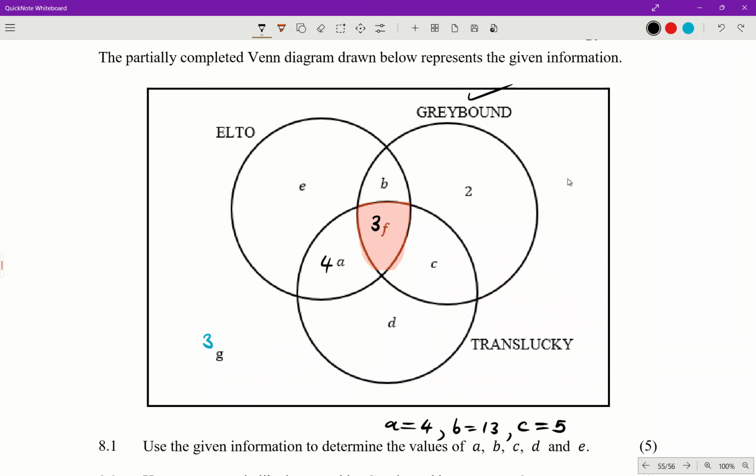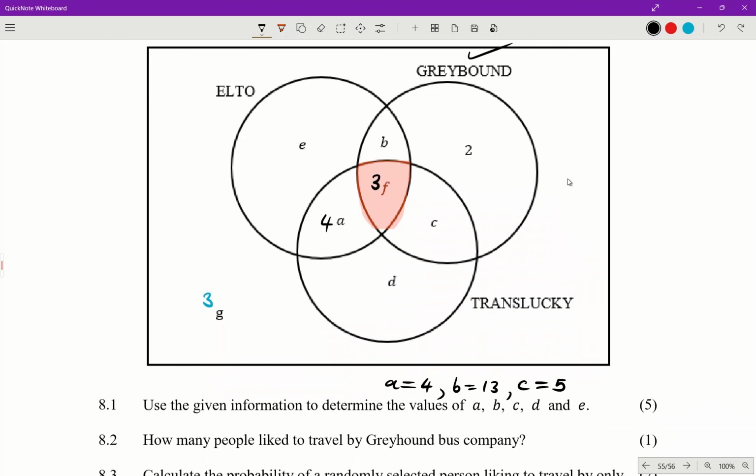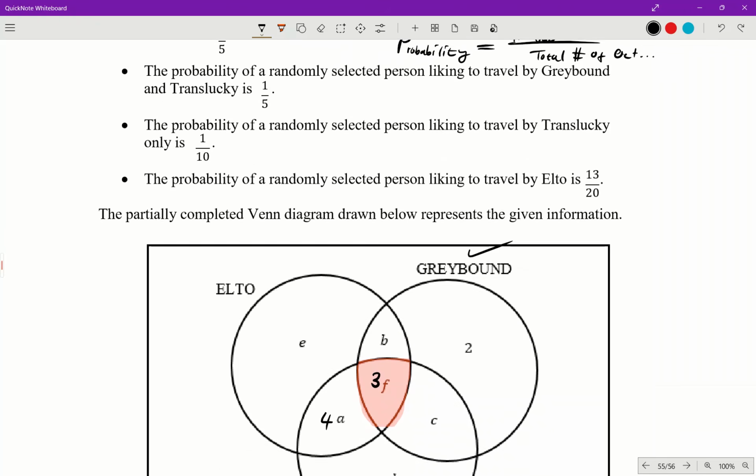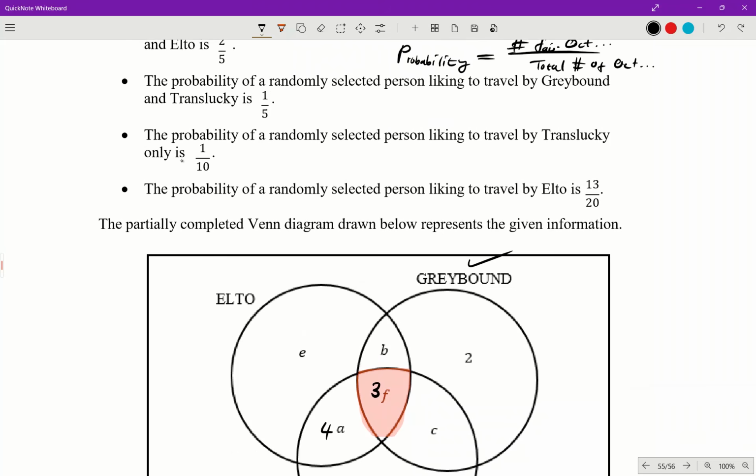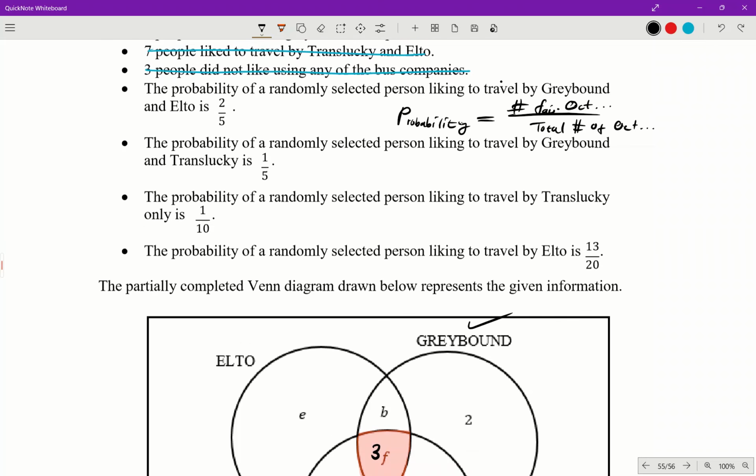He's here. So now we have C, which is 5, and then to find it, that's very simple, guys. Let's complete the statement there. They're telling us that now the probability of a randomly selected person, remember, guys, this is our golden formula. So we're using this formula there. The probability that a randomly selected person is likely to travel by Translikely only, just only.